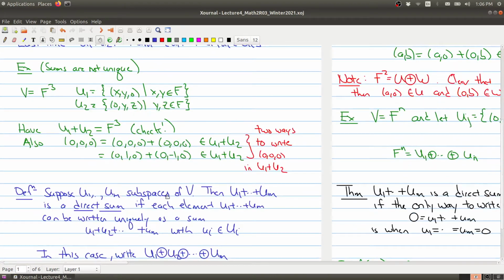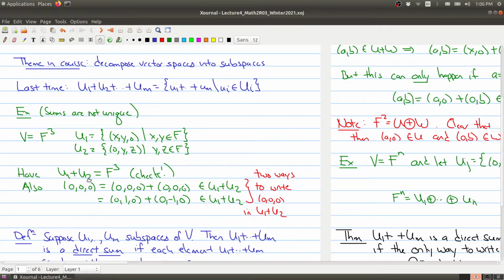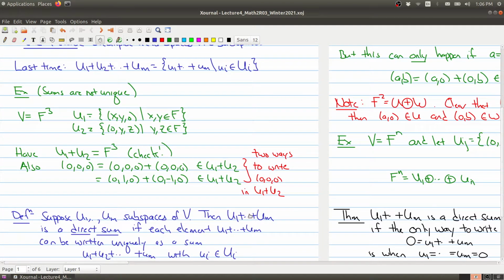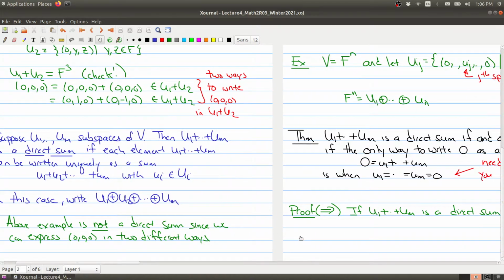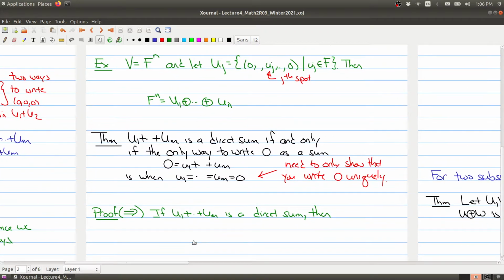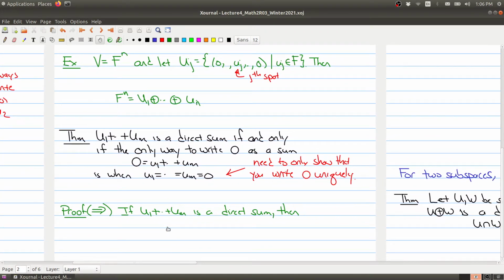This goes back to the very first example that I had when we started our lecture. Here I have this u1 and u2, and I have 0, and I've written 0 in 2 different ways. Since I've written 0 in 2 different ways, I know I can't have a direct sum. The power of this is that instead of checking over all possible u's, we just have to look at 0 and see if we can decompose it in a particularly nice way. Let's walk through our proof.